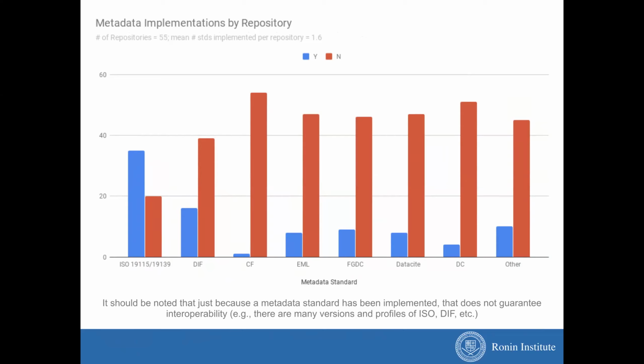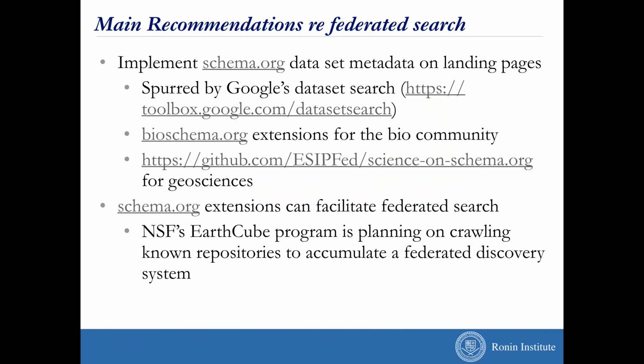And if you look at the main recommendations that are coming out, they're basically implement schema.org dataset metadata on your landing pages, because that way your data will immediately show up in Google's dataset search. And the various communities have started extending the schema.org schema to accommodate more information specific to their communities.